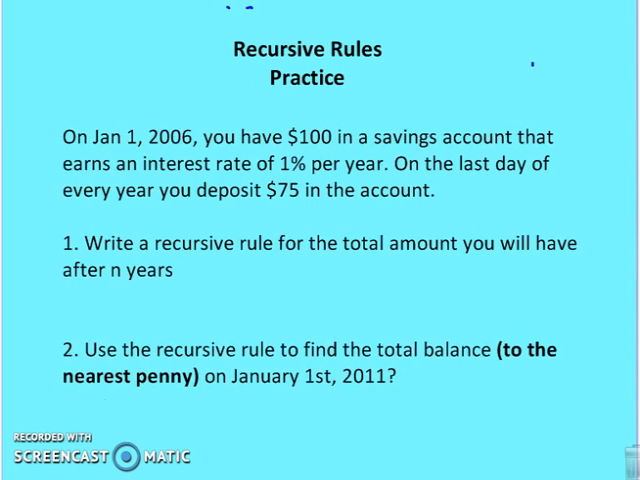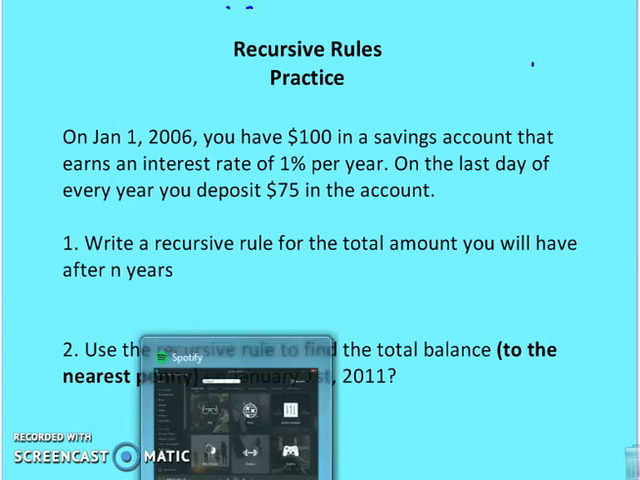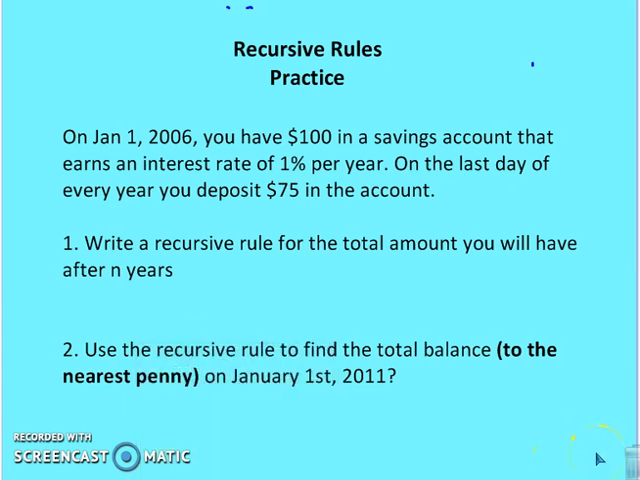All right, so we're coming on the last portion of the class. Now let's apply what we know to an application. On January 1st, 2006, we have $100 in a savings account that earns an interest rate of 1% per year. At the end of every year, you're going to accrue that 1%, and then you're going to add $75 into the account. So I want you to write a recursive rule for the total amount you'll have after n years. And then I want you to use a recursive rule to find the total balance to the nearest penny on January 1st, 2011.